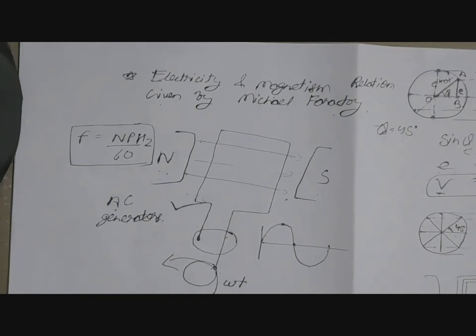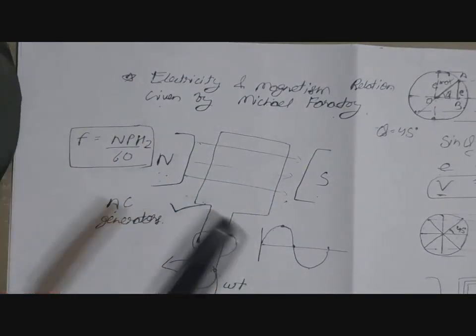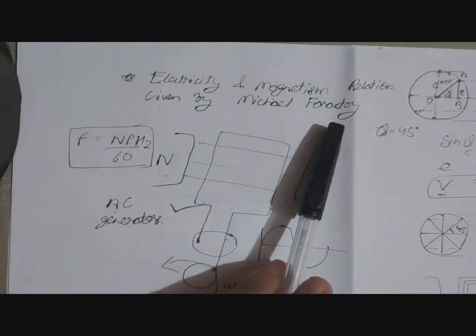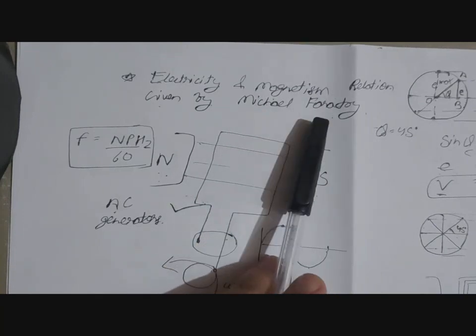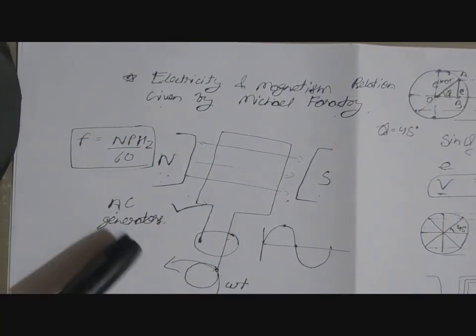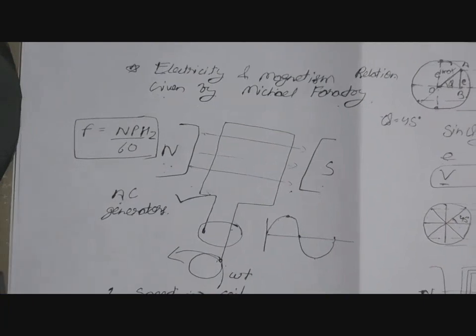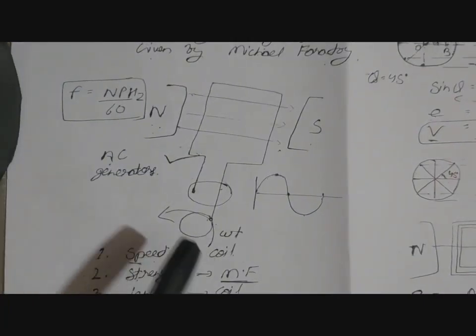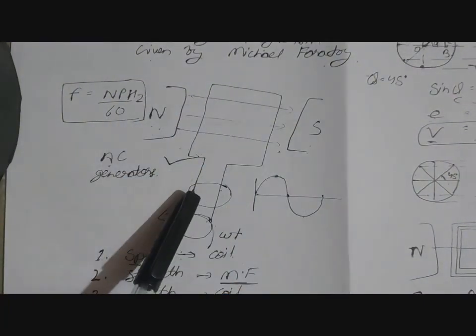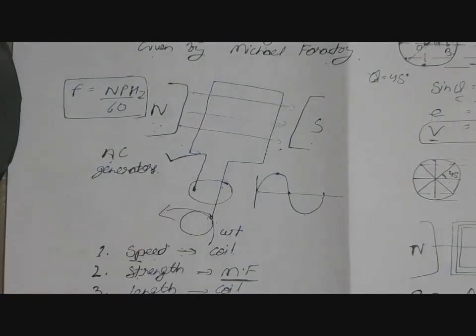After that, we know that electricity and magnetism are related to each other, and this relation is given by Michael Faraday. We know that AC can be generated by AC generators, both EMF and current generated by an AC generator. So, let's take a rough example. Here are poles, this is a coil, and these are rings.